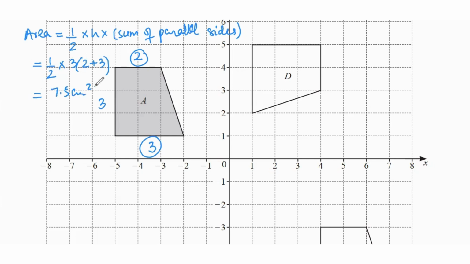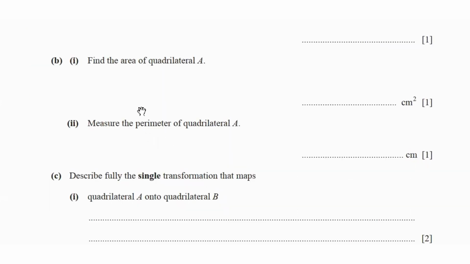An alternative method is that you could have counted the squares inside the shape. So that's 1, 2, 3, 4, 5, 6. This is 7, and this is half, so 7.5. But to be precise, you can just use the formula. And as you can see, we have the same answer. Measure the perimeter of quadrilateral A.